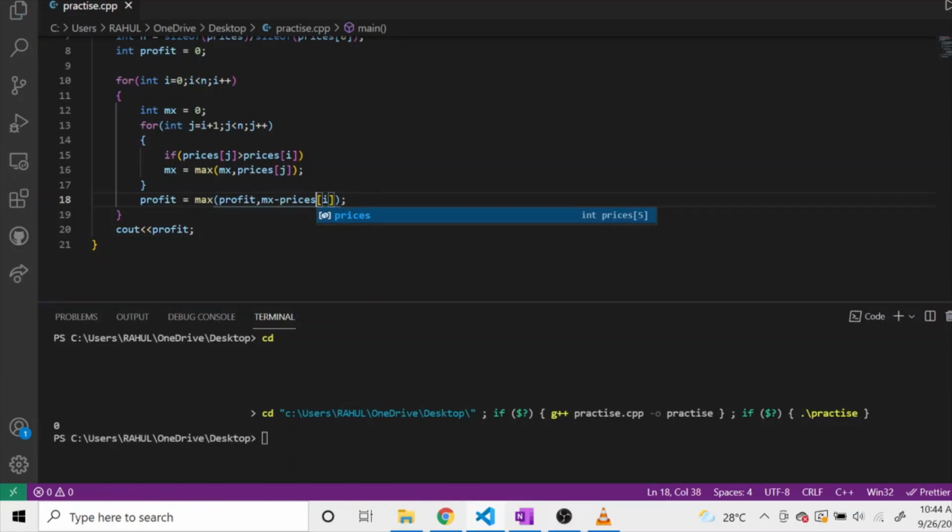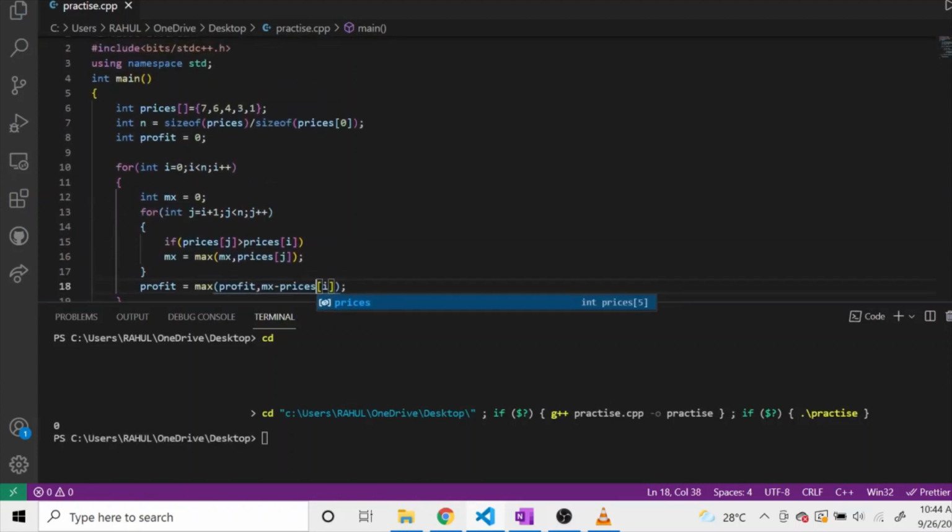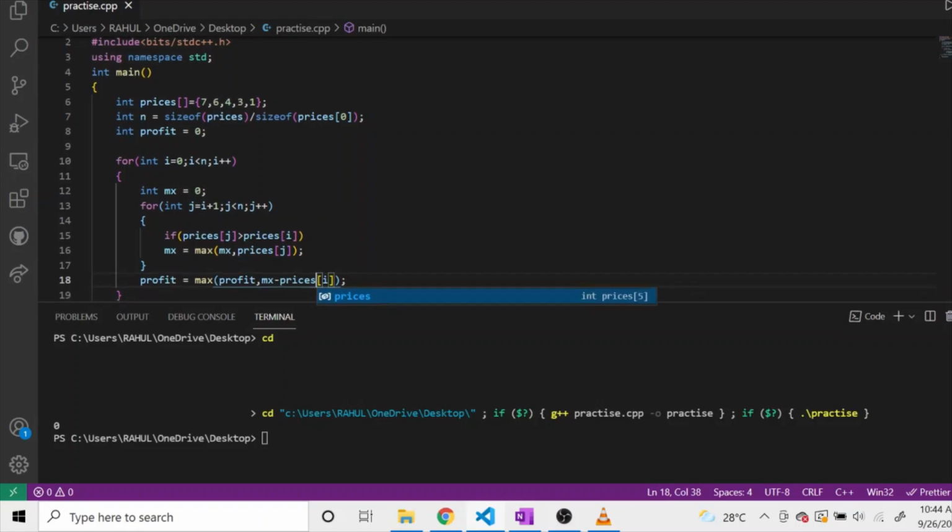Okay, so you can see that our output is 0 because for the first day there is no day at which we have sold the item at greater than 7. For the second day similarly, there is no other day where we have sold the item at a higher price than 6. Similarly, for all the days there is no profit at all, so that's why we have the profit 0.